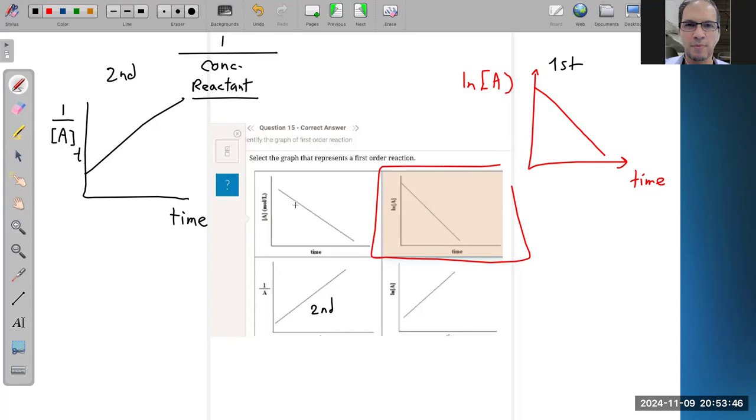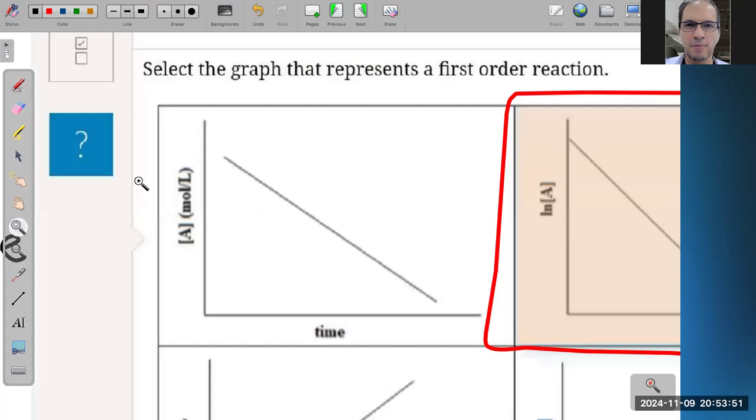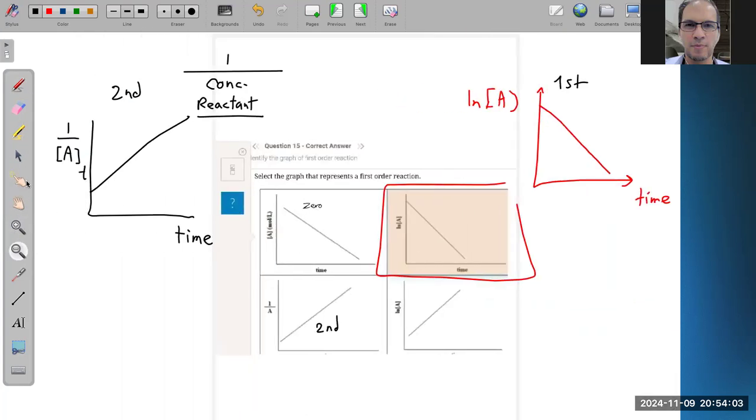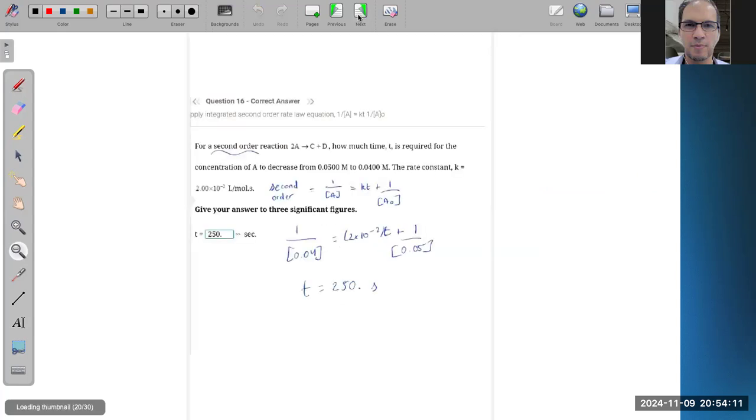This is second order. Okay, what is this first curve? Does anyone know? It's zero order. Zero order is the concentration versus time. The second order is 1 over the concentration versus time. The first order is the ln, or natural log, of the concentration versus time. The second order integral equation is 1 over the concentration equals kt.